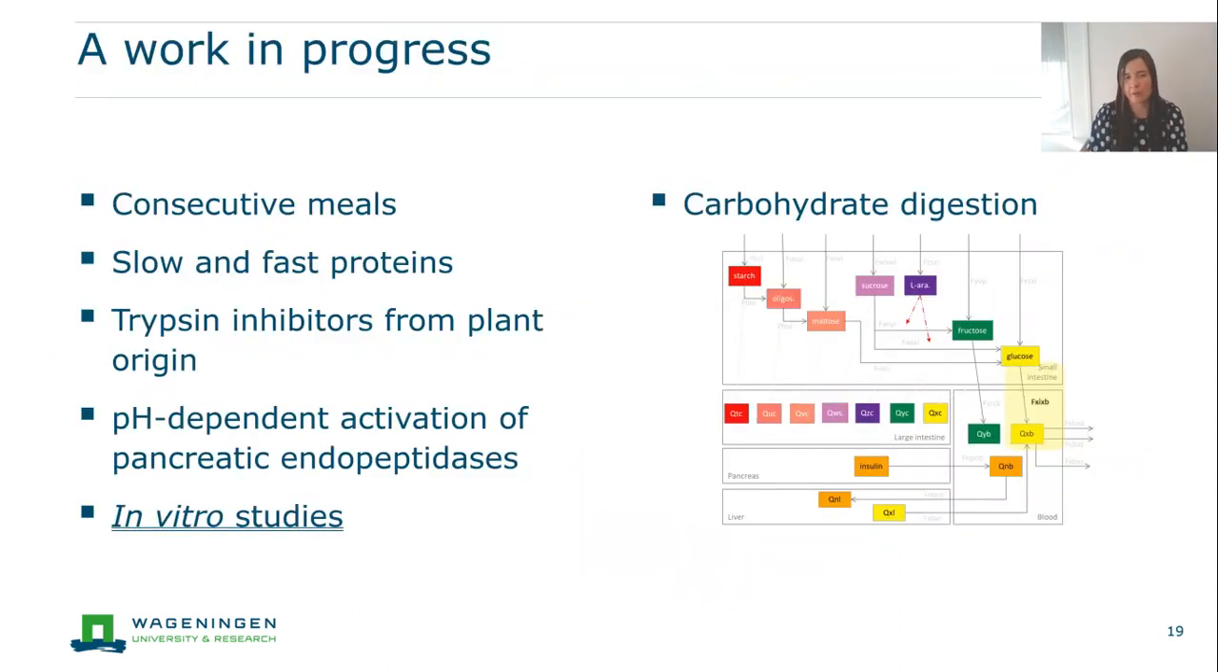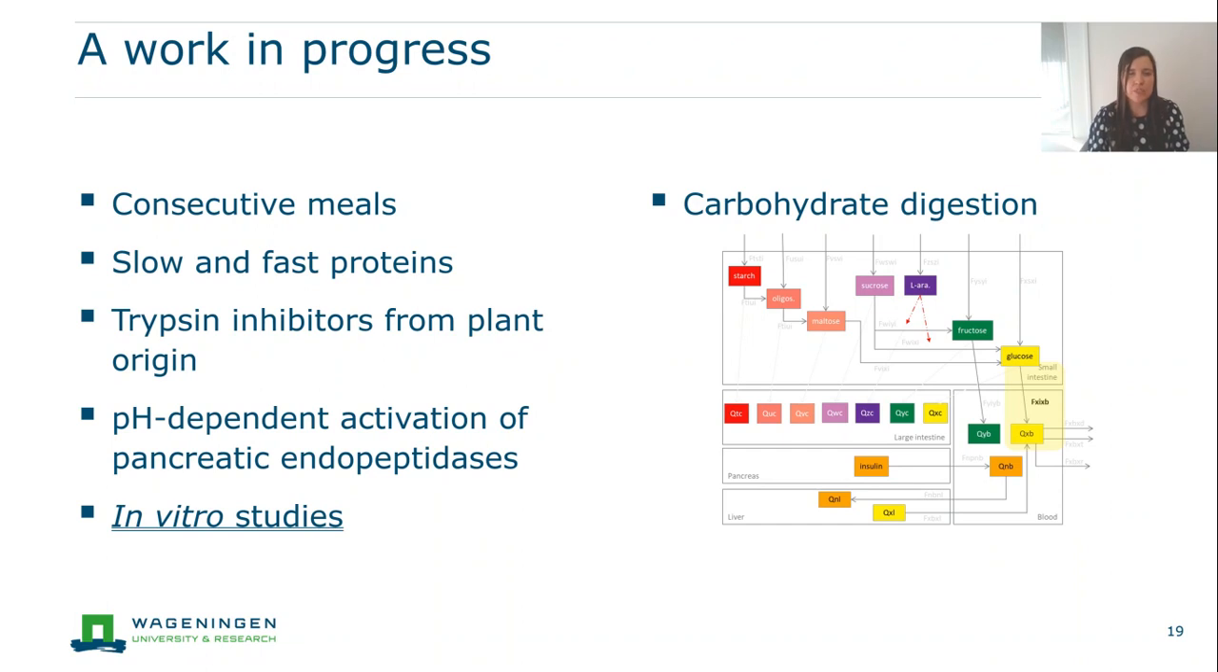Modeling food digestion is a work in progress. We have used the model that I have shown you today as a template, for example, to study what happens when we consume consecutive meals. In regard to protein digestion, for example, when a meal contains slow and fast proteins, or if we have a meal of plant origin, whether we have trypsin inhibitors or not, and how much they can affect small intestine digestion. We have also created a model for carbohydrate digestion, specifically about the effect of a non-competitive inhibitor of intestinal sucrase, and how much this can reduce or delay glucose absorption into the bloodstream.